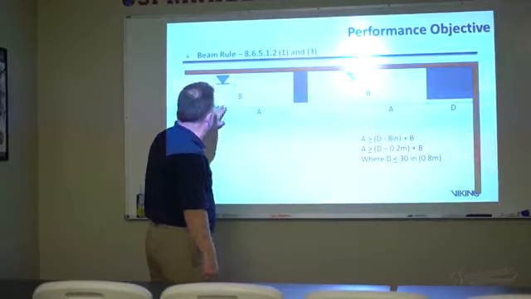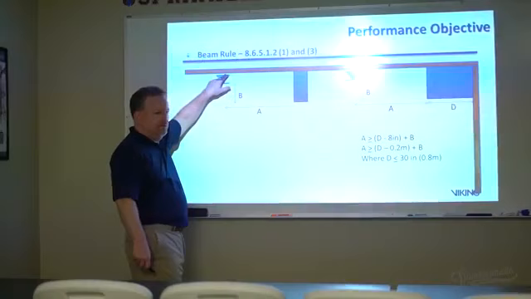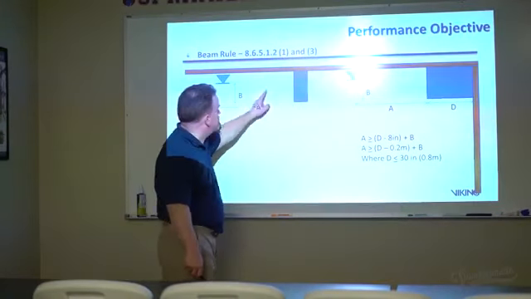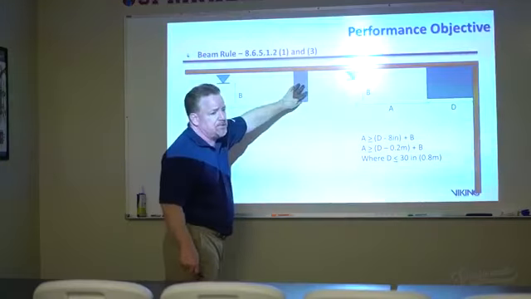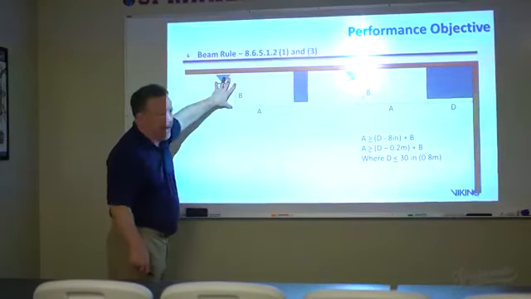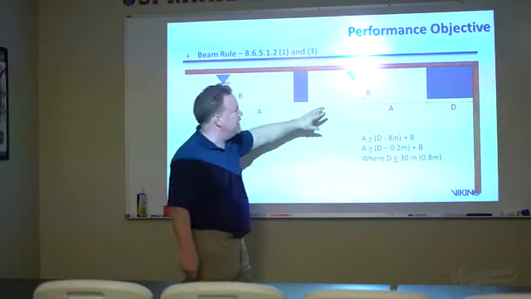So there's a table in 8.6.5.1.2 that says basically the distance A governs the distance B. Okay? What that is telling you is that whether the spray pattern is obstructed or not depends on that measurement, A or B. The same thing happens here.